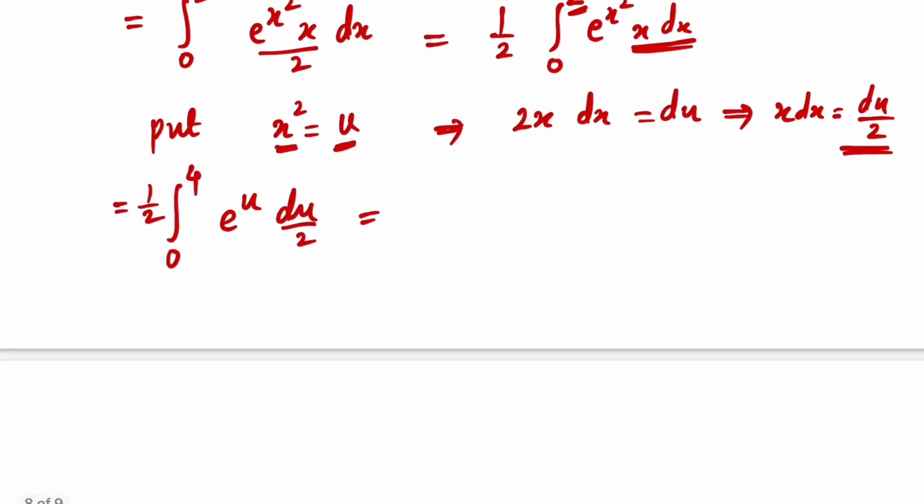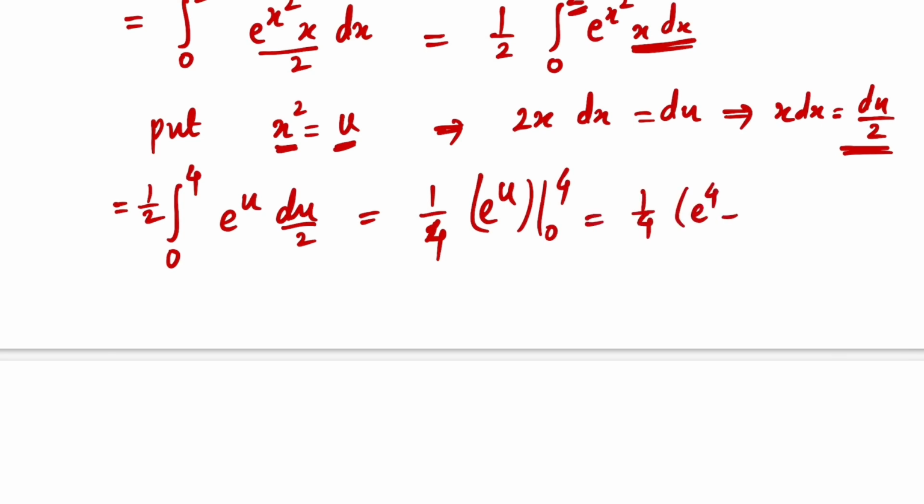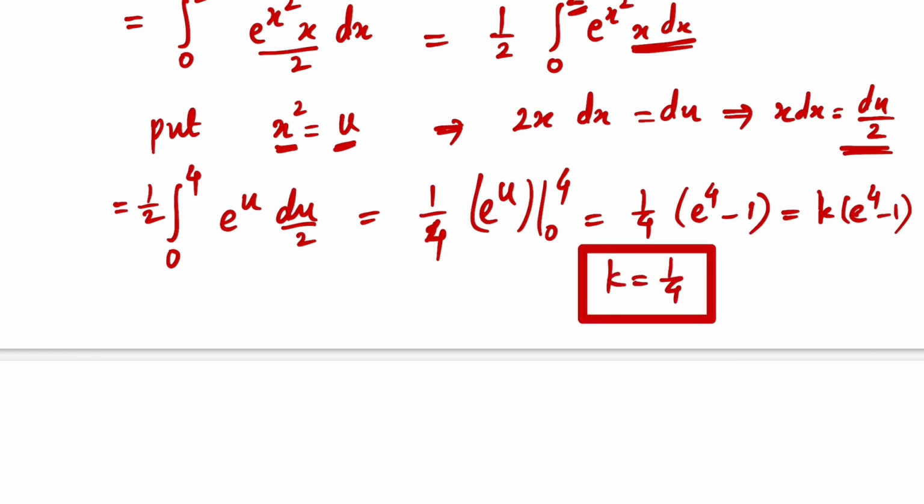This is easy, right? So this is 1 by 2 times 1 by 2 times e raised to u, it is from 0 to 4, right? So this is 1 by 4 times e raised to 4 minus e raised to 0 is 1, and in the question we have given this as k times e raised to 4 minus 1. So what is the value of k? This is just equal to 1 by 4. So be careful here, we have asked about the value of k and not about the value of integration, right? So the answer is 1 by 4, that is equal to 0.25.